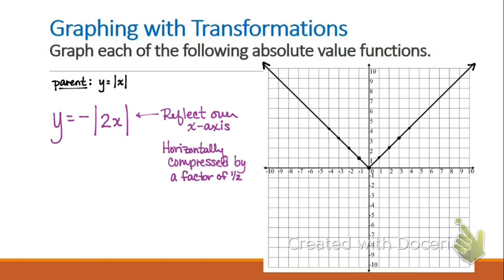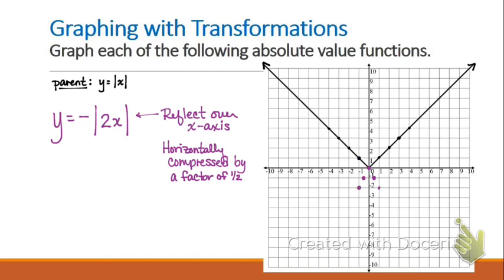So this is reflecting, so it's going to be upside down. We're not moving left or right at all. We're not moving up or down at all. So my vertex is going to stay put. Horizontally, I'm only going to go half the distance. Vertically, I will go the same distance, just down now because of that reflection over the x-axis. So at half a unit on either side, I'm going to be down 1 unit.